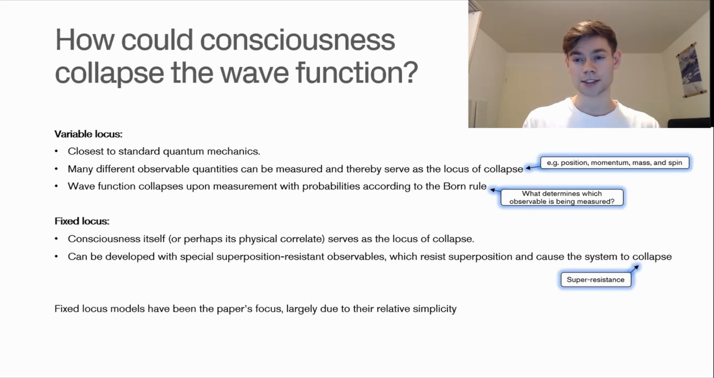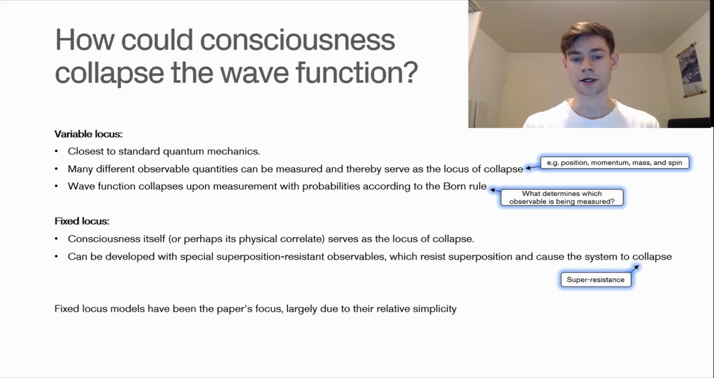But if we take it as a viable way of describing the quantum mechanical collapse, you could do it in a few different ways, specifically two that they bring up in this paper. It describes the locus, which is the focal point of collapse for the quantum mechanical system. If we start with a variable locus, that's closest to our standard view of quantum mechanics. What a model like that would say is that many different observable quantities can be measured and thereby serve as the locus of collapse. So you would have, for example, position, momentum, mass, and spin. They would all be different and they could all bring about collapse in different ways.